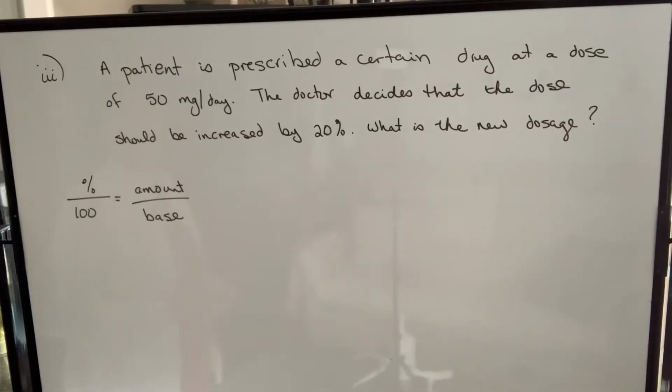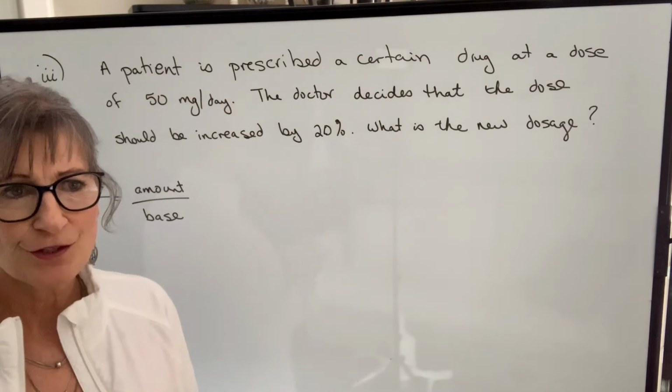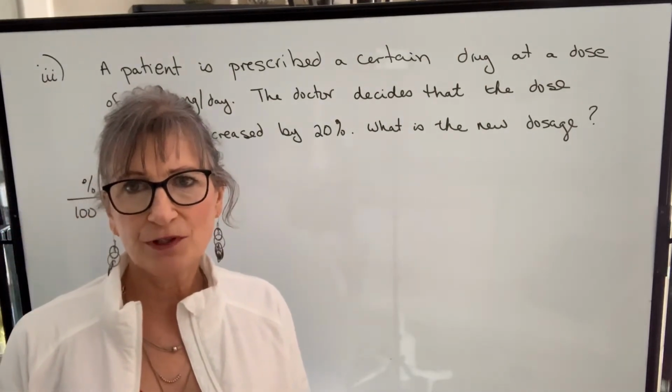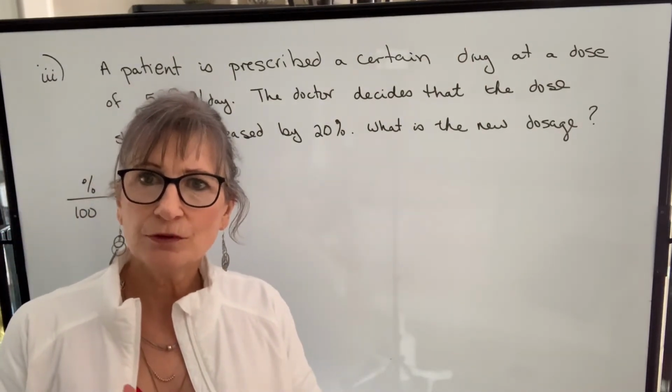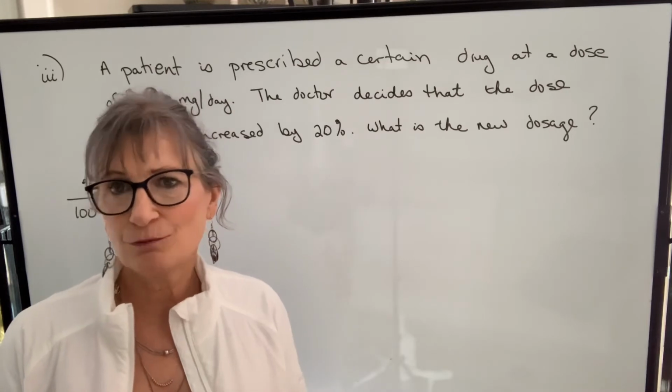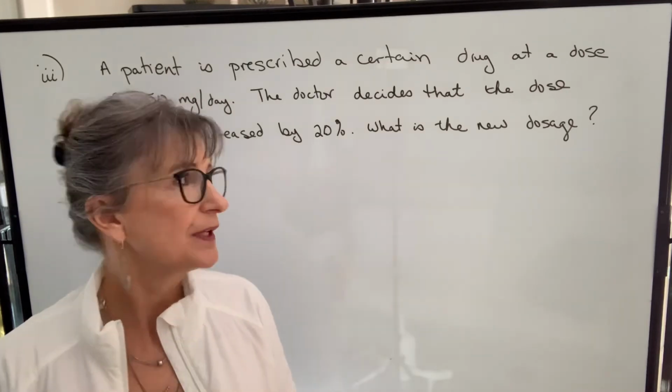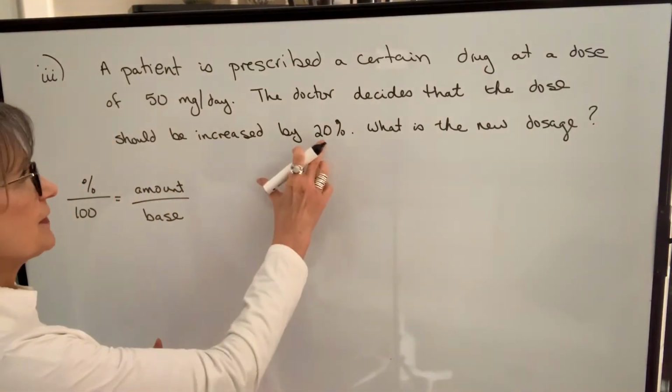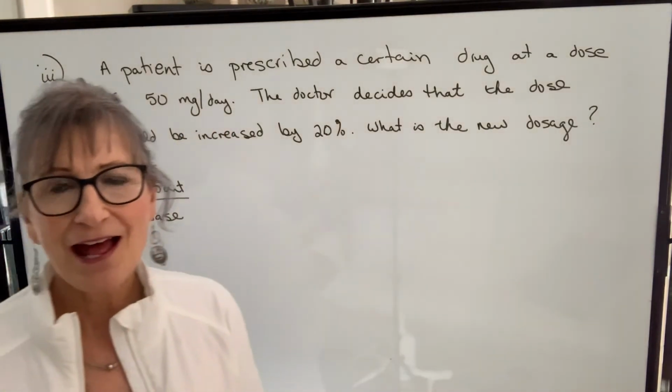In this next example, it says a patient is prescribed a certain drug at a dose of 50 milligrams per day. The doctor decides that the dose should be increased by 20%. What is the new dosage? So there's 2 approaches that we could have with this problem, and I'll do the question both ways so that you can see and choose which method you prefer.